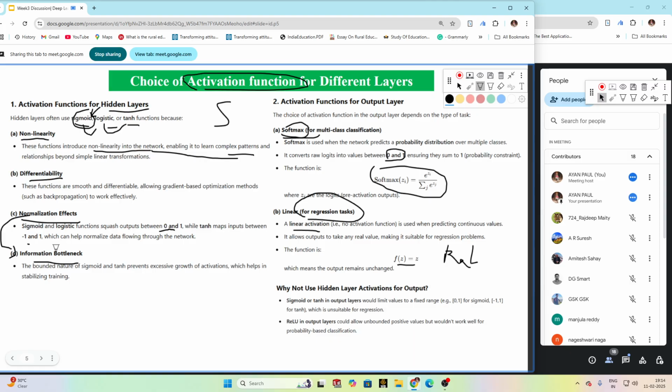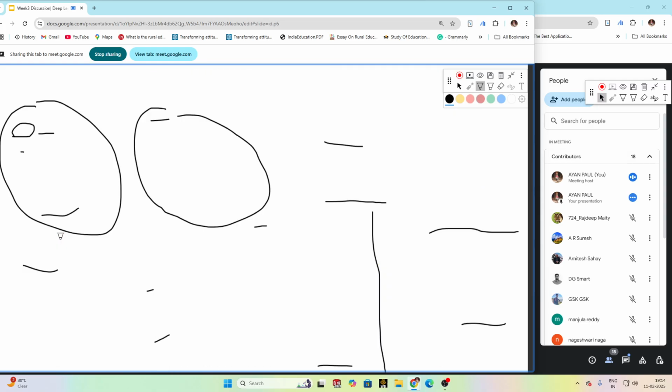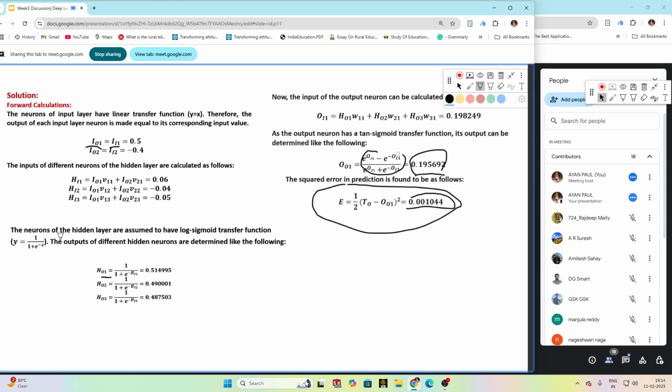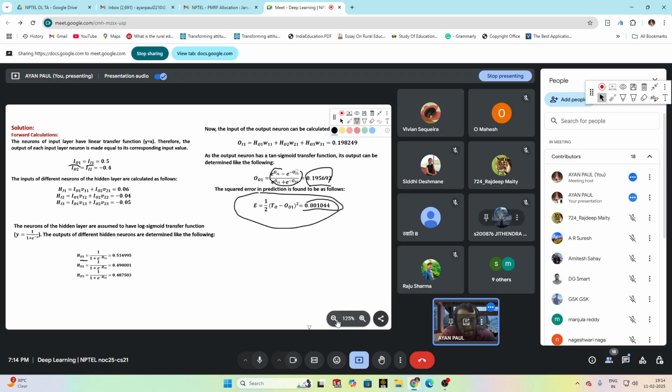Okay, so let me go back to our question. The first step is clear, right? To get the input and output portion of each neuron, and also the error or the loss function. Is the first step clear to all of you? Any confusion in the first step? No confusion, right? How we just calculated it?